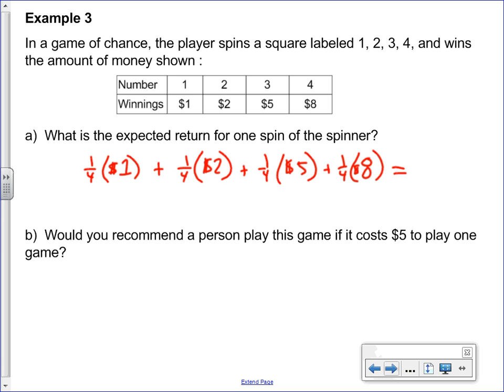Okay, and if you were to calculate that, it turns out it's $4. So, would you recommend this person to play this game? No. Even if you won, you're going to get less than what you paid for it, most likely. Yeah.